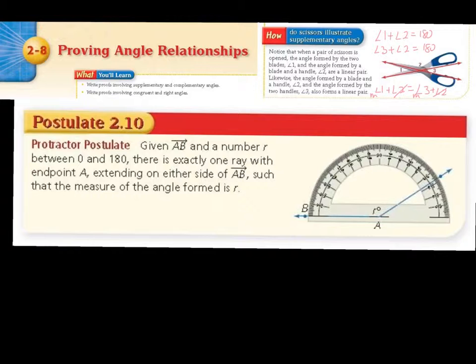Postulate 2.10 is the protractor postulate. Given ray AB and a number r between 0 and 180, there's exactly one ray with endpoint A extending on either side of ray AB such that the measure of the angle formed is r. Yep, we can measure angles just like segments.